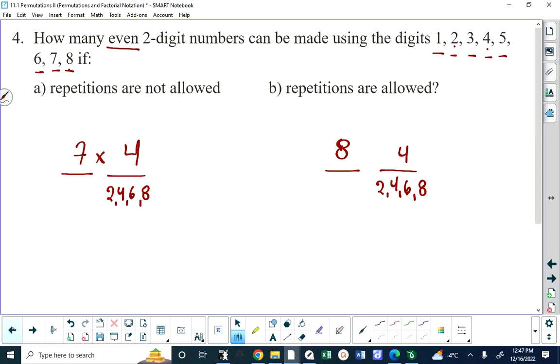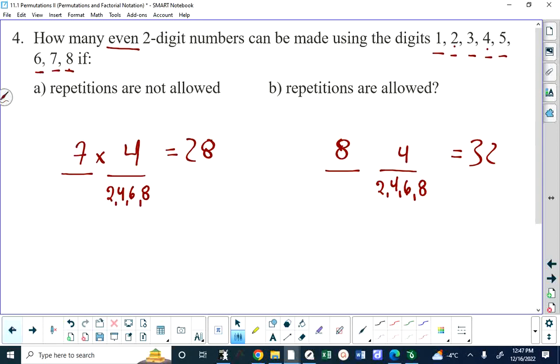And that means that this is 32. And sometimes on an exam, just so you know, you might be given this scenario and asked, how many more even 2-digit numbers are there if you can repeat than if you cannot? So you have to calculate this as being 32, this as being 28, and then getting 4 as an answer. Is that okay? Okay, other questions?